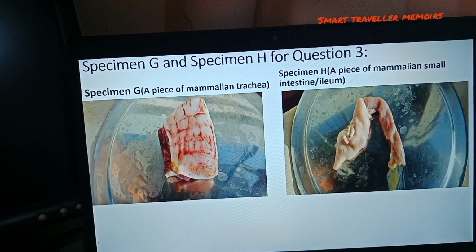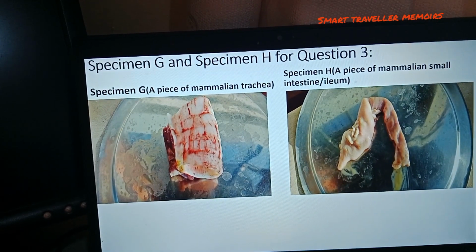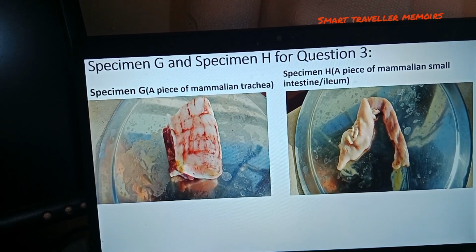So I just found that the specimens had been interchanged. All right. So we have G, a piece of mammalian trachea, and specimen H, a piece of mammalian small intestines.